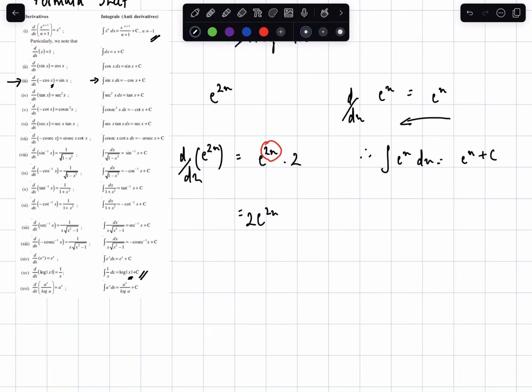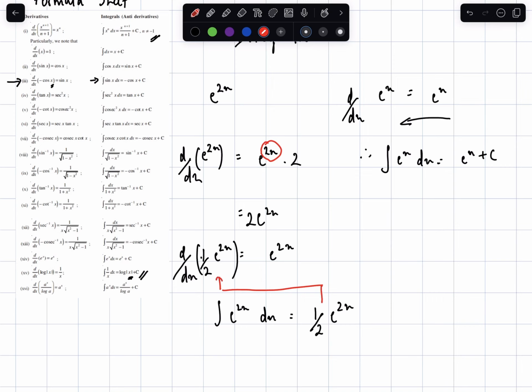And again, as before, isolate e raised to the power 2x, which is d by dx of half of e raised to the power 2x, correct? Which is equal to e raised to the power 2x. Now you can integrate on both sides, which results in the integral of e raised to the power 2x dx is equal to half of e raised to the power 2x. So as you can see, this becomes the value of integration.